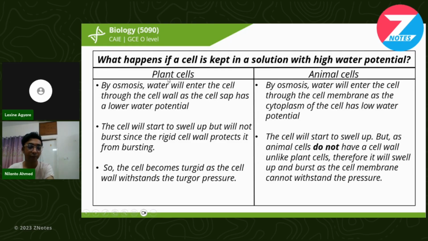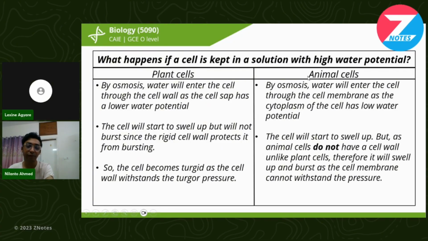In plant cells, if you place a plant cell in a solution with higher water potential, as in a dilute salt solution, then water will enter the cell through the cell wall, as the cell sap has a lower water potential. The cell will start to swell up as it begins to gain more and more water, but it will not burst, since the rigid cell wall protects it from bursting, as it overcomes the turgid pressure of the water. So the cell becomes turgid as the cell wall withstands the turgid pressure.